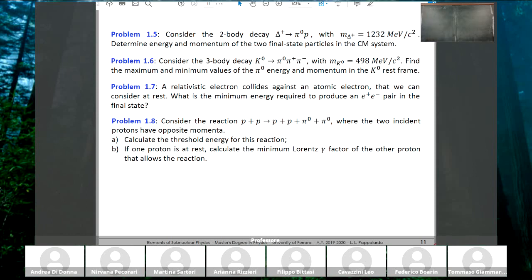Okay. Now, if you remember the threshold value of the Mandelstam variable, that means the value where the kinetic energies of the final state particles are zero, so they are produced at rest, is just given by the square of the sum of the final state particles' masses. And so in the final state we have two protons and two pions, so this is twice the mass of the proton plus twice the mass of the pion, squared.